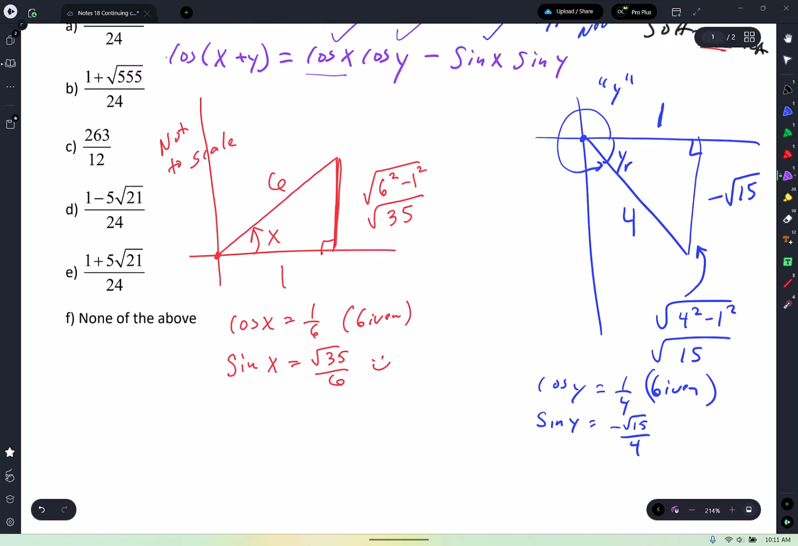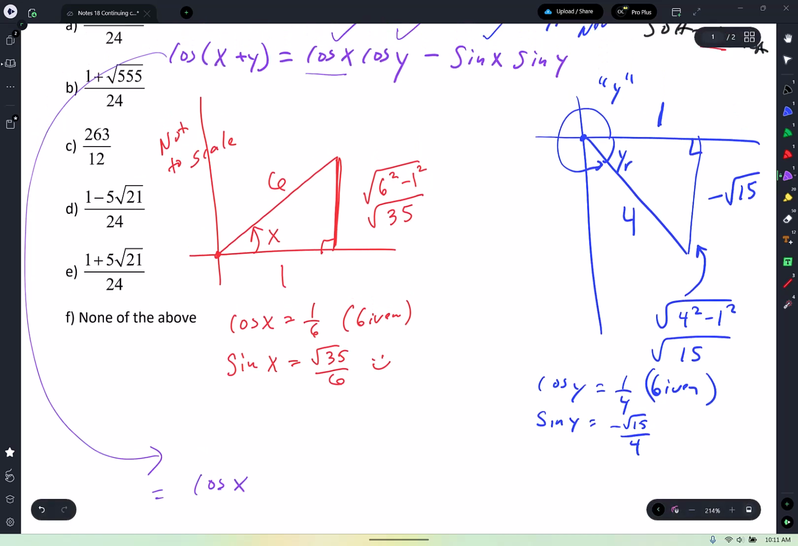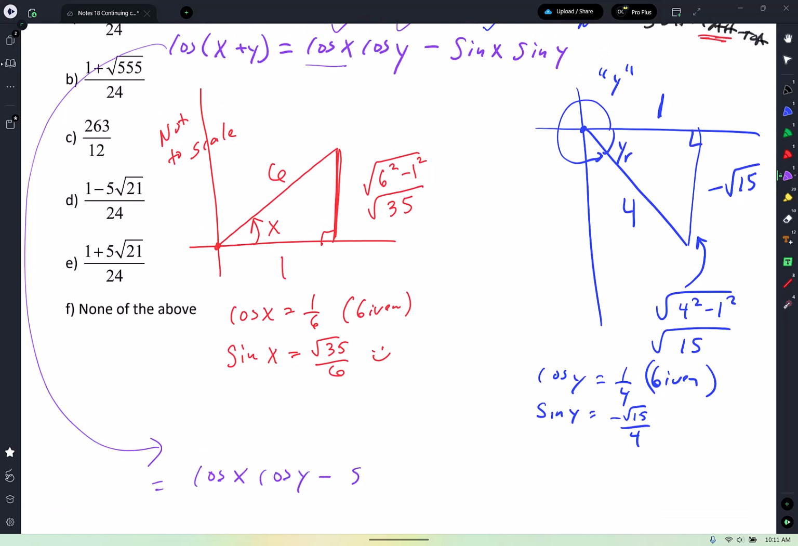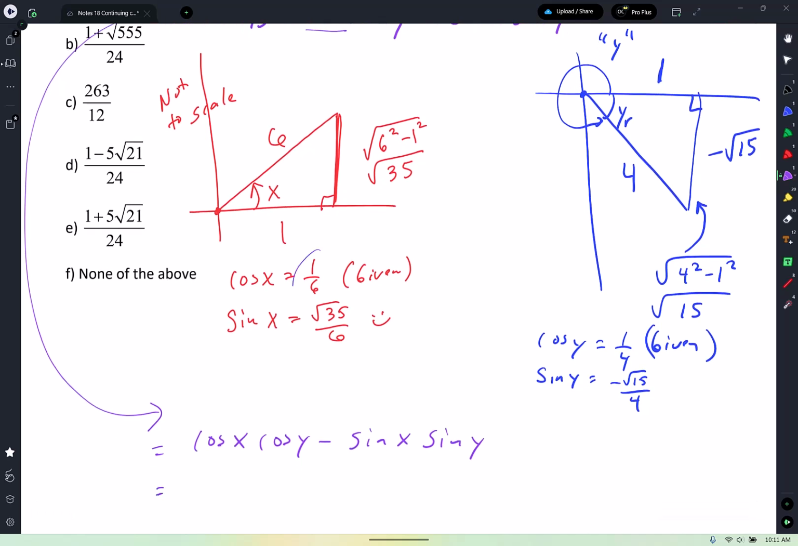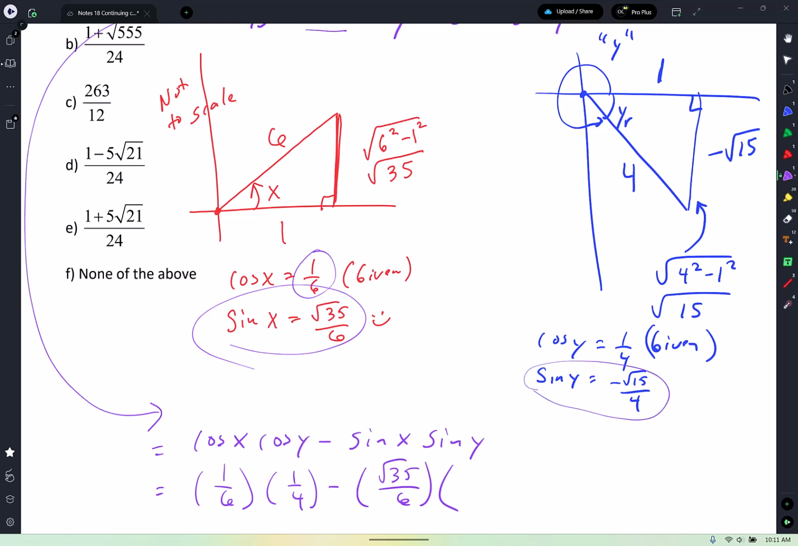I'm going to take this guy and rewrite it right here. So I'm just going to write cosine X, cosine Y, minus sine X, sine Y. I'm going to write what each one is. What was cosine X? 1/6. What was cosine Y? 1/4. Sine X. What was sine X? Square root of 35 over 6. What was sine Y?